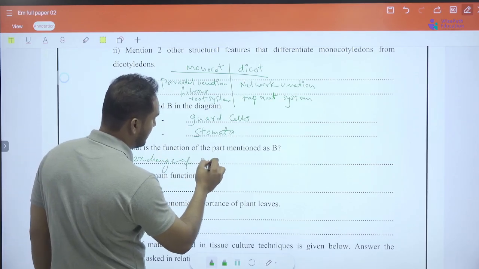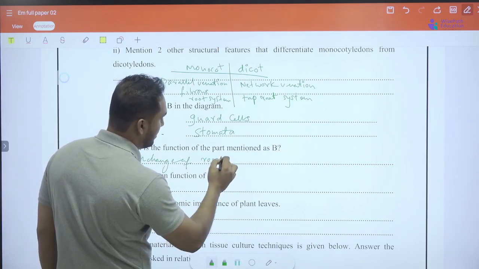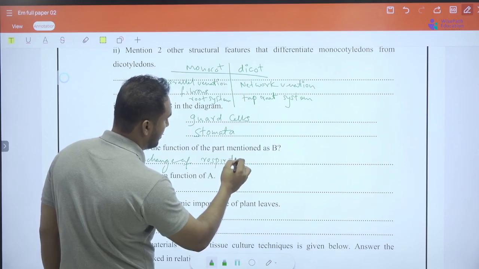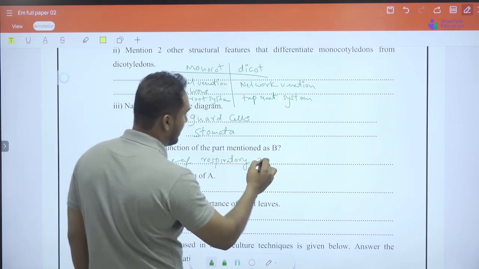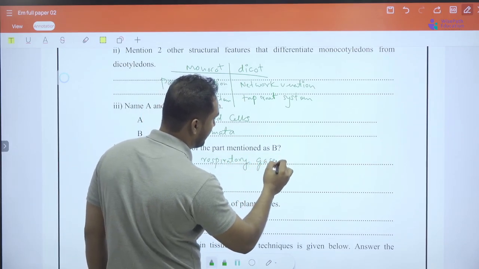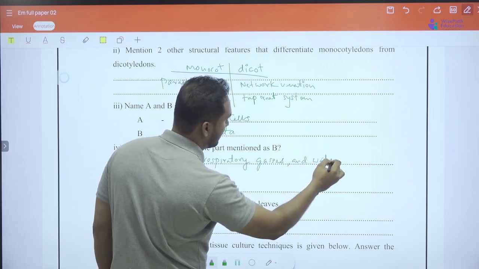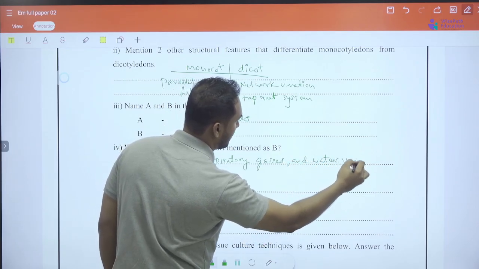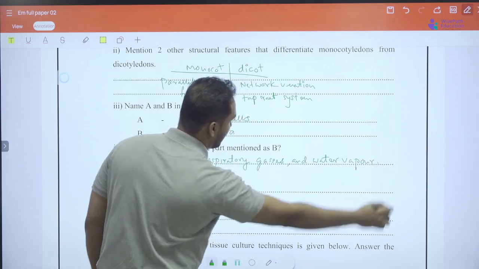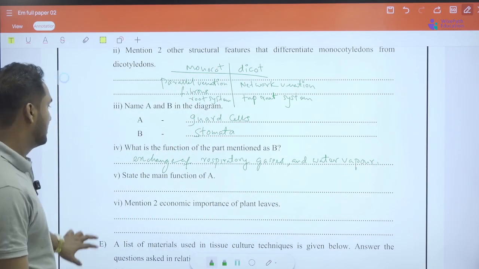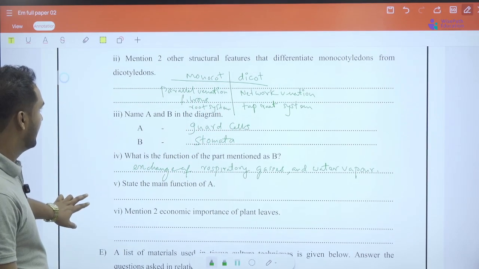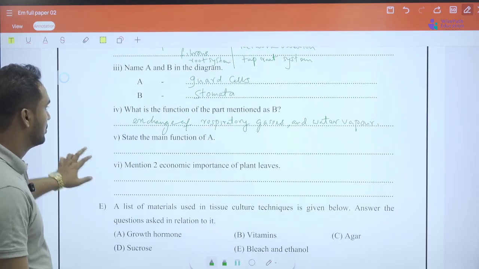Exchange of respiratory gases and water vapor. Right. State the main function of A. What does the A do?